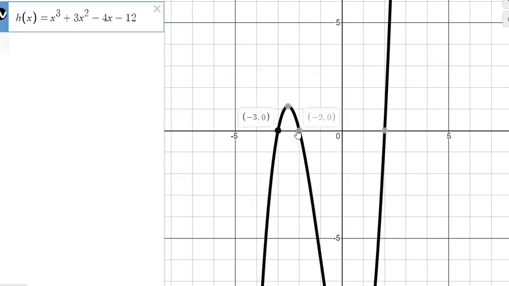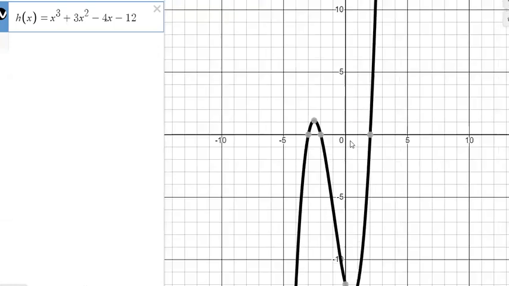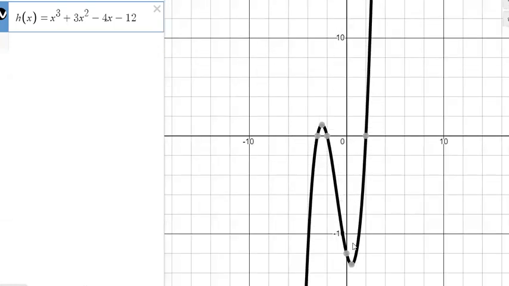So now, what are my x-intercepts? Right here, negative 3. Here, I have negative 2. Here, I have positive 2. So those are the x values. That's where the graph is going to cross the x-axis. But where does it cross the y-axis? I'm going to have to zoom out to see that. And that is right here, negative 12.